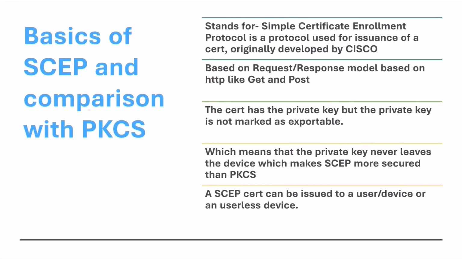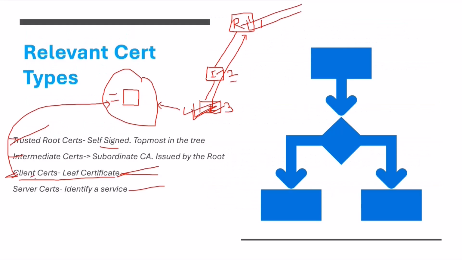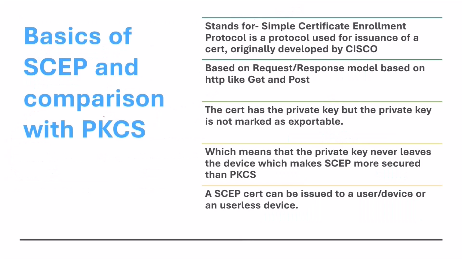Now, the client certificates that we are talking about can be mainly of two types. There is something called SCEP, or Simple Certificate Enrollment Protocol, or there is something called PKCS. Right now, we are going to talk about SCEP. As I said, SCEP stands for Simple Certificate Enrollment Protocol. It's a protocol which was originally developed by Cisco. It's based on a request and response model like GET and POST.